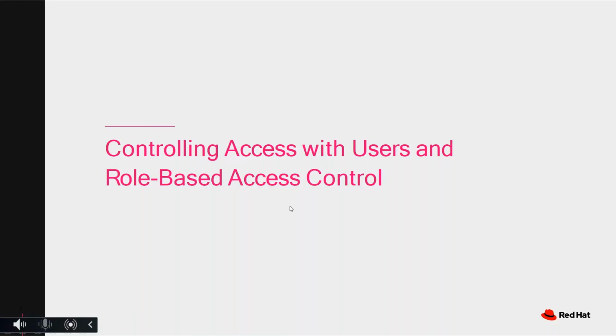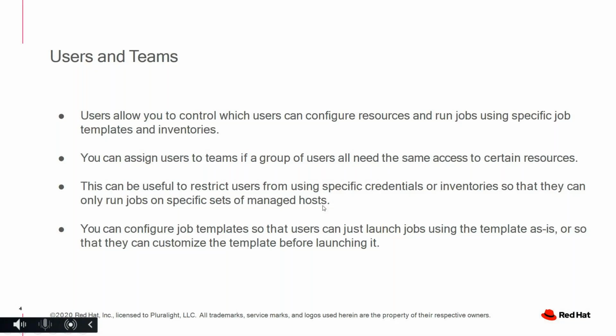Controlling access with user and role-based access control. This relates to users and teams. Users allow you to control who can configure resources and run jobs using specific job templates and inventories. You can assign users to a team if a group of users all need the same access to certain resources. This can be useful to restrict users from using specific credentials or inventories so that they can only run jobs on a specific set of managed hosts.